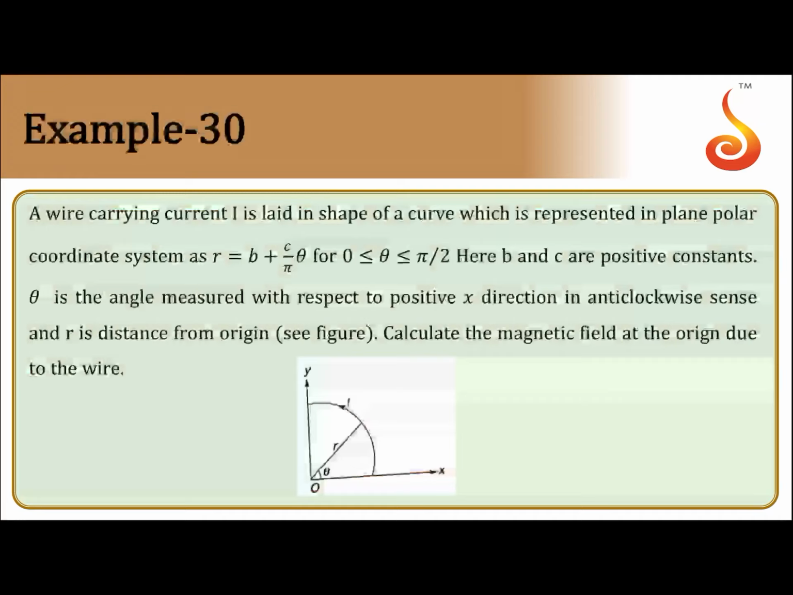Now the question is, a wire carrying a current I is led in the shape of a curve which is represented in plane polar coordinates as r is equal to b plus c by pi into theta, for theta between 0 and pi by 2. Here b and c are positive constants. Theta is the angle measured with respect to the positive x-axis in the anticlockwise sense, and r is the distance from the origin. Calculate the magnetic field at the origin due to this wire.